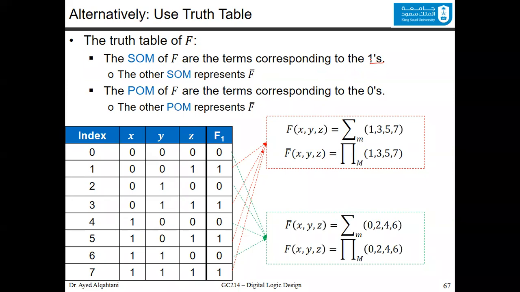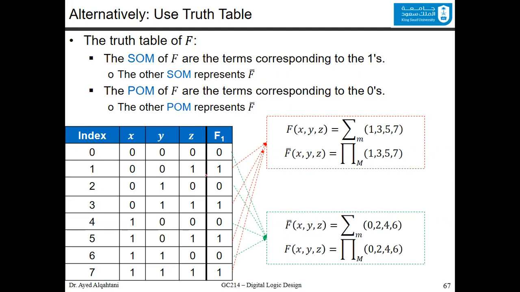Now, if you generate the sum of minterms, the other minterms that are not present in f will be f bar. If you want to do it as a product of maxterms of a function f, they are the terms corresponding to the zeros in the truth table. And any maxterm that is not in f will be present in f bar.